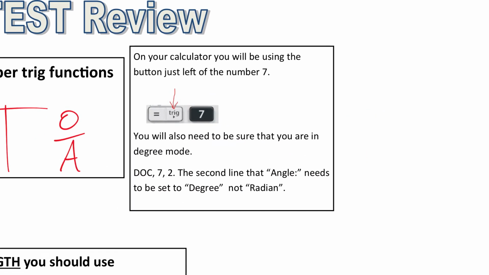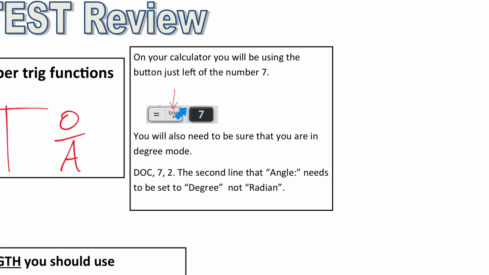Okay? So on your calculator, just remember that the trig button's right next to number 7. That's the button you push to get to all the functions we're using for this. The most important thing is to make sure that your calculator is in degree mode for what we're doing. So the way you check that is you push doc 7.2, and then you check that the second line says degree. So everybody do that real quick in your calculator. Make sure you're on degree mode.